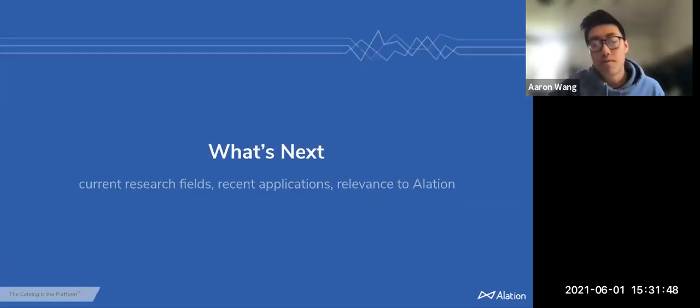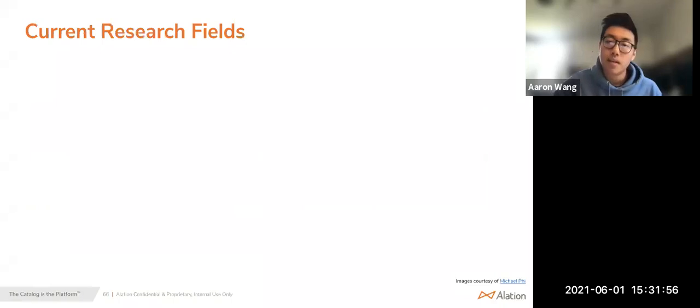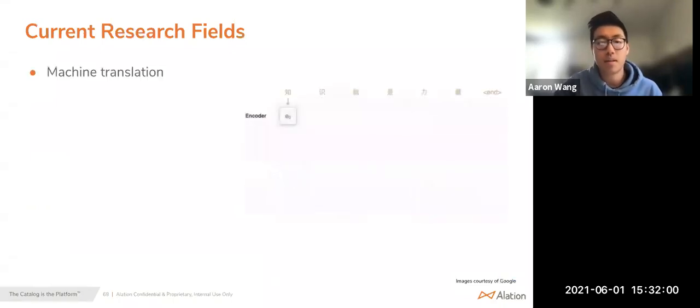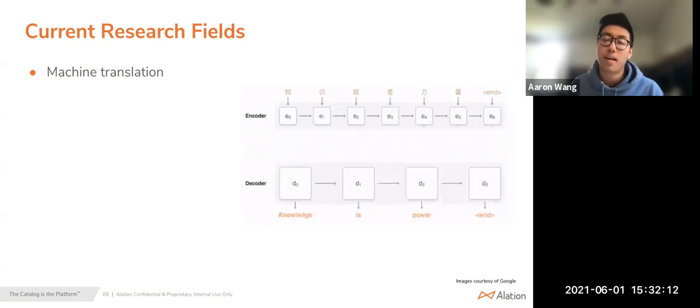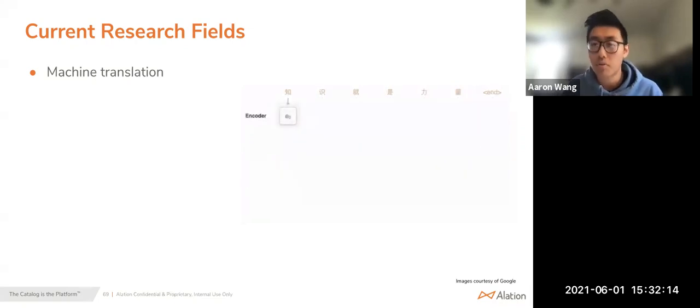Okay, so our final thing is we'll talk about what's next, what the current research fields and research applications are, and how this is all relevant to Alation. Some recent research fields have seen really large improvements in machine translation. I should note that a lot of this has actually been solved with transformers. The performance for machine translation has recently outpaced human performance on the SuperGLUE benchmark.